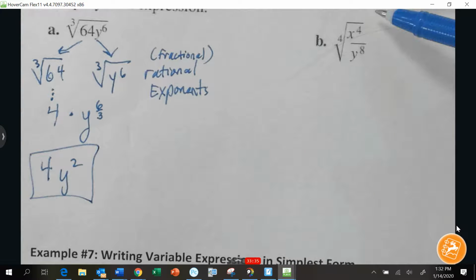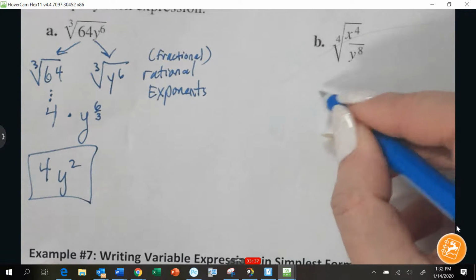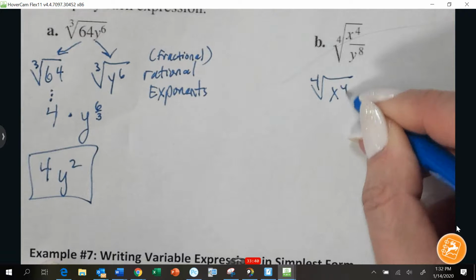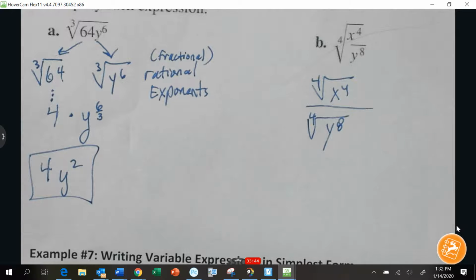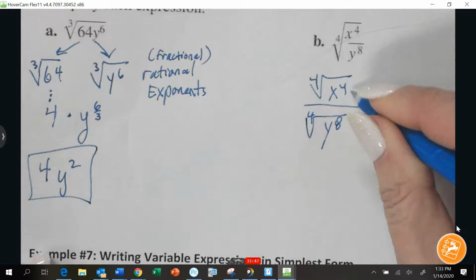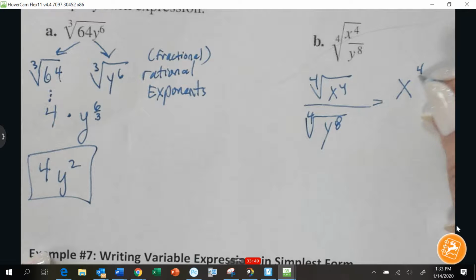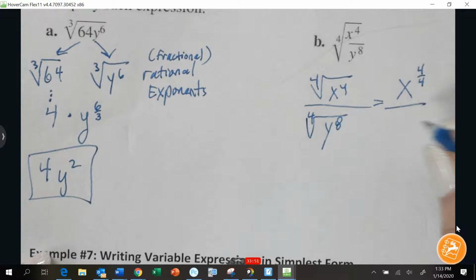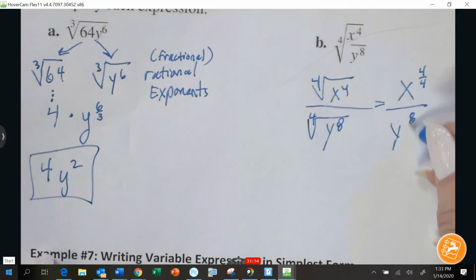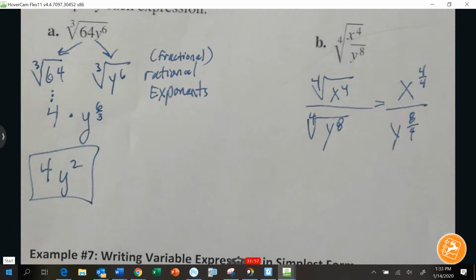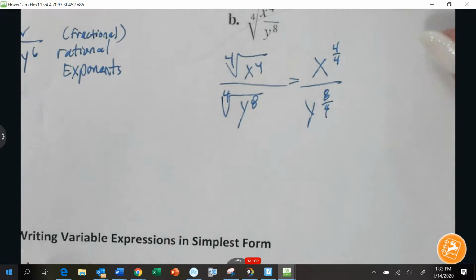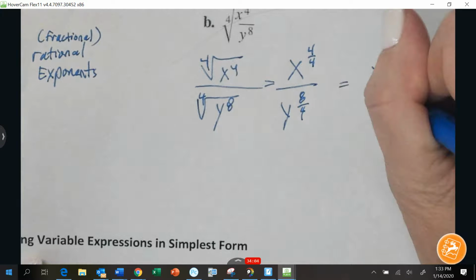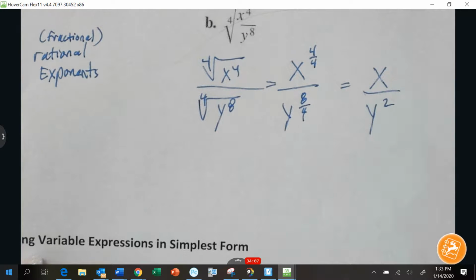We've got the 4th root of x to the 4th over y to the 8th. So we've got the 4th root of x to the 4th, 4th root of y to the 8th. I'm going to look at these separately. There are different ways of doing this, but I'm going to look at them separately. So I'm going to rewrite this as x to the 4/4, and I'm going to look at this as y to the 8/4. So I changed them into rational exponents, and I'm going to simplify those. I get x to the 1st, y to the 2nd, and they go evenly. Those fractions go evenly, so there's no more roots left over.